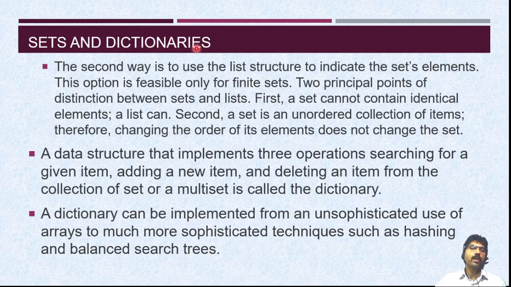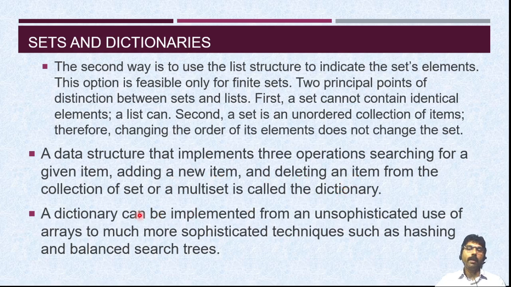The next one is called dictionaries. What is the meaning of a dictionary? A data structure that implements three operations, that is, searching for a given item in the set, adding a new item to the set, or deleting an item from the collection of a set or multiset, is called a dictionary. A dictionary is nothing but a data structure for performing three operations on the set: searching, adding a new element and deleting an item.